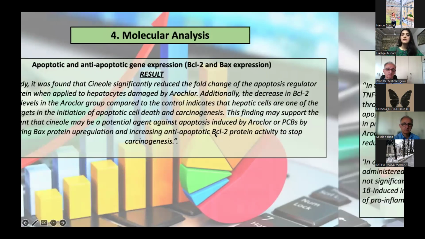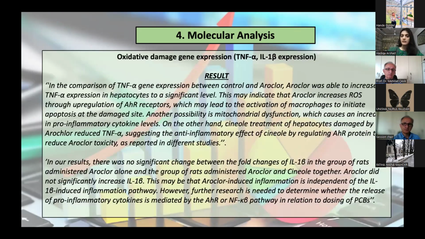The next is the oxidative damage, which was reflected in TNF-alpha and interleukin-1B expression. These two oxidative damage indicators work coherently. And from different researchers, it has been advised that the AHR receptors are upregulated, and then they can increase the TNF-alpha and interleukin-1B, which means that the Aroclor basically acts on the AH receptors and causes the increase of these inflammatory responses. While the cineole decreases the inflammatory effect of Aroclor by regulating the toxic effect of the Aroclor through downregulation of the aryl hydrocarbon receptors.